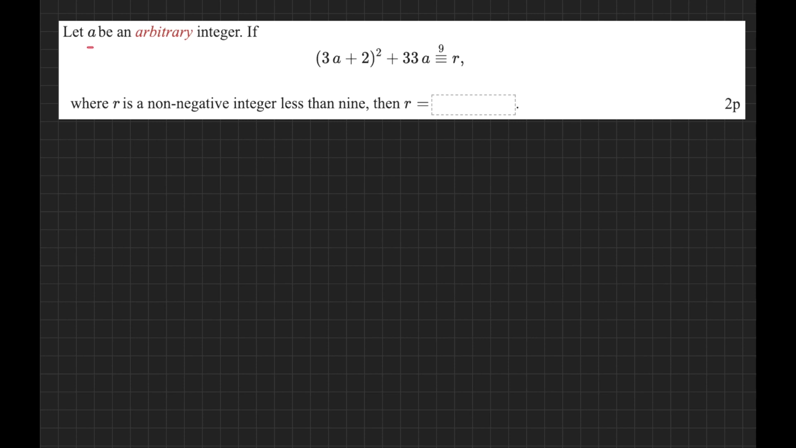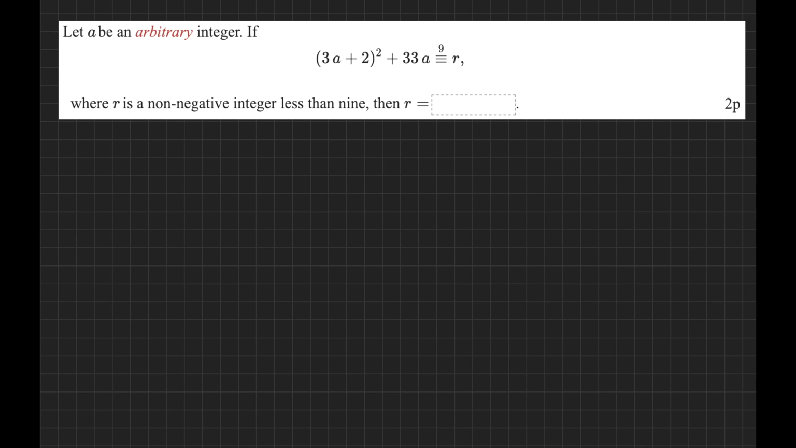Let a be an arbitrary integer. So arbitrary means we don't fix a. a could be any integer, and we want to see that independent of the value that we choose for a, what the value of r is. So if (3a + 2) squared plus 33a is congruent to r modulo 9, where r is a non-negative integer less than 9, then what is r?